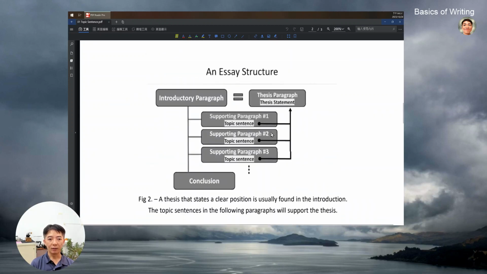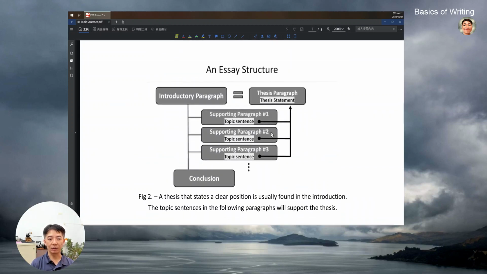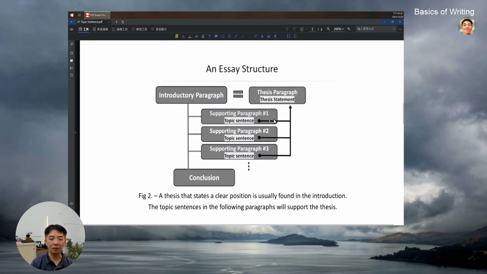Alright, so this is another diagram that shows you that when we talk about an essay structure, usually at the very beginning you have the introduction, and in the introduction you will see the thesis statement, and later you have some following paragraphs, right? And in each paragraph you also find a topic sentence, and that topic sentence will support your main idea, main argument. That's your thesis statement. Okay, so let me show you some slides to help you understand these differences.